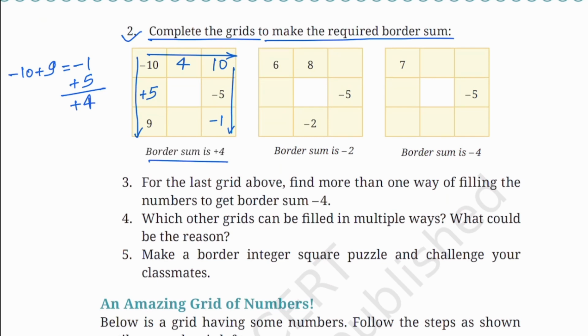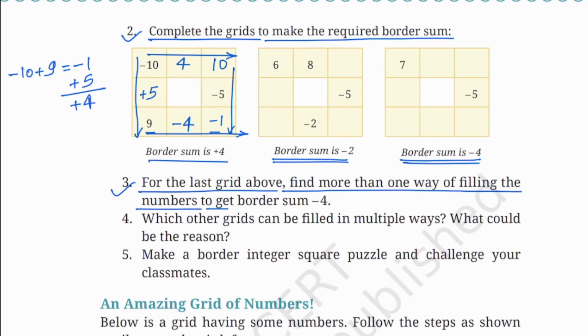Similarly, 9 minus 1 is equal to 8 minus 4 is equal to 4. Similarly, you can fill these two grids having border sum -2, border sum -4. 3. For the last grid above, find more than one way of filling the numbers to get border sum -4.